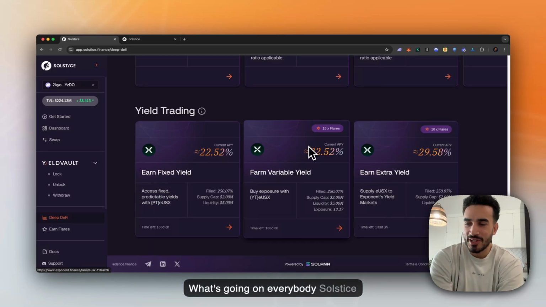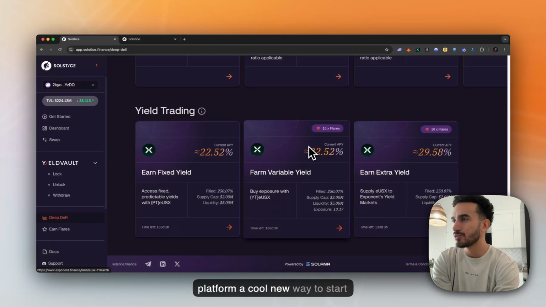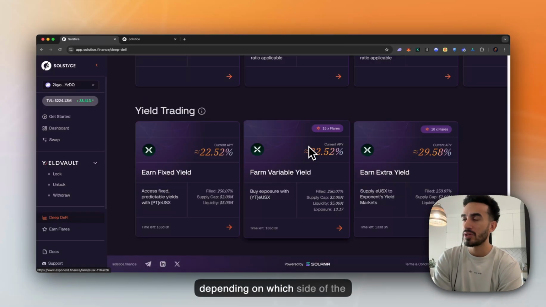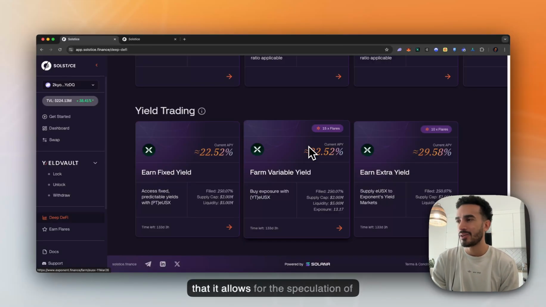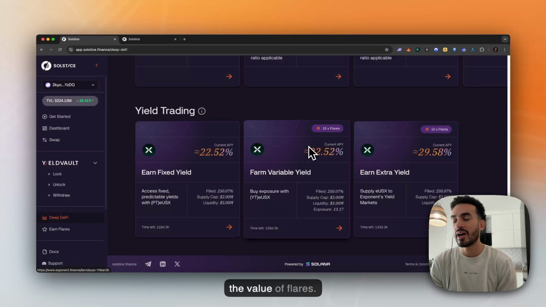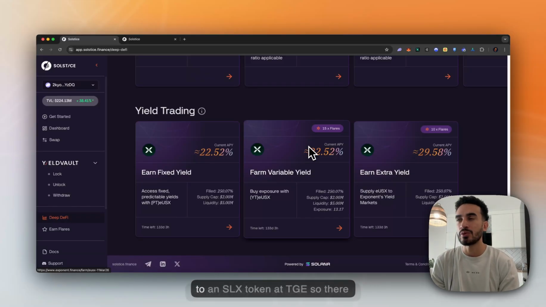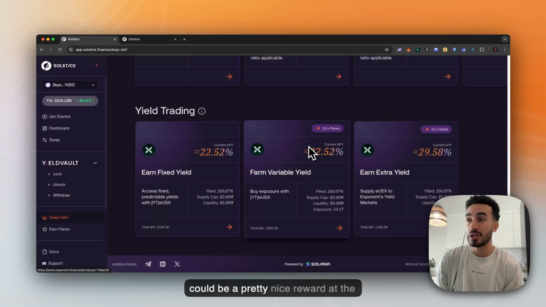What's going on, everybody? Solstice just added yield trading to the platform, a cool new way to start earning flares or a high APY, depending on which side of the equation you want to do. The cool thing about yield trading is that it allows for the speculation of the value of flares. As you guys may know, flares will equal an SLX token at TGE, so there could be a pretty nice reward at the end of this campaign.